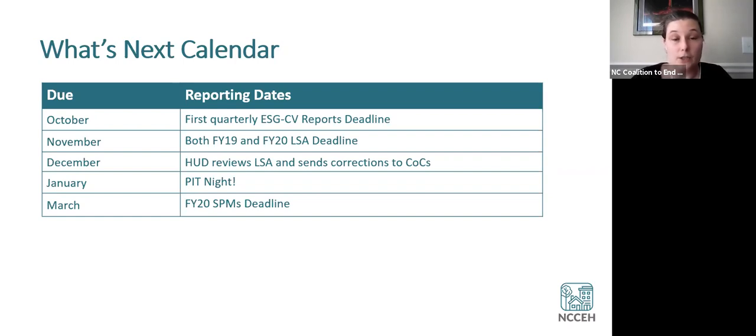And then in March, there's another deadline for the fiscal year 20 system performance measures. Some of that will be looked at and reviewed in the LSA, but we'll take a deeper look and make sure that's all up to date for March. And as you can see, PIT and SPM overlap a little bit. It's on our radar. We're going to try to get as much done with system performance measures before PIT night so that those reviews don't overlap too much.